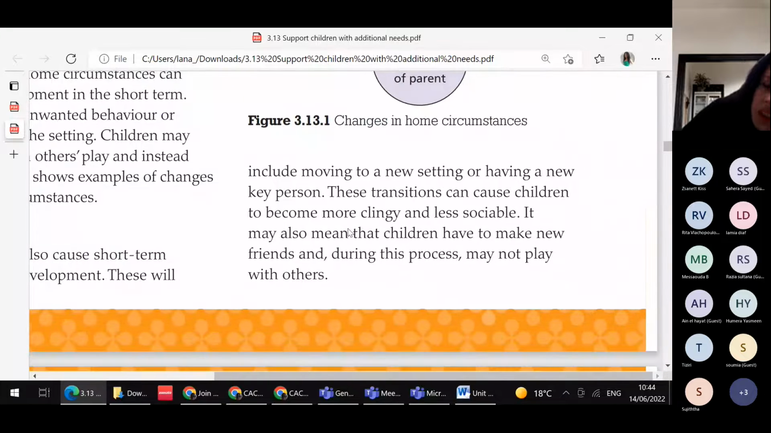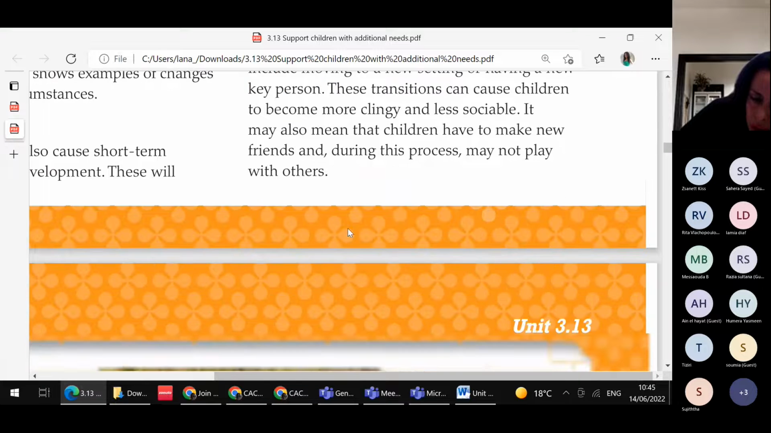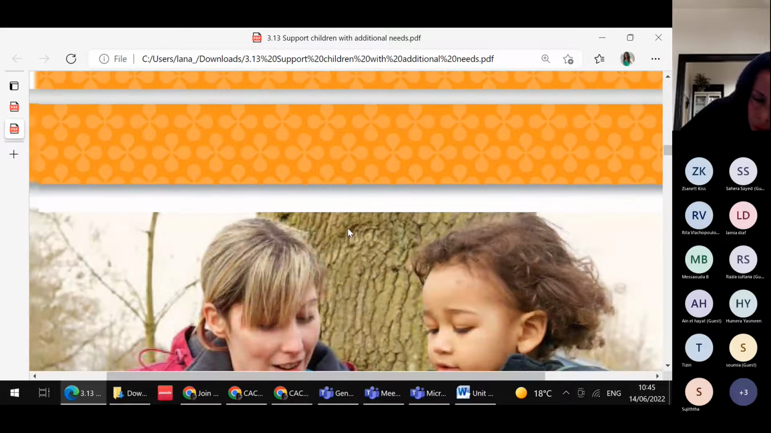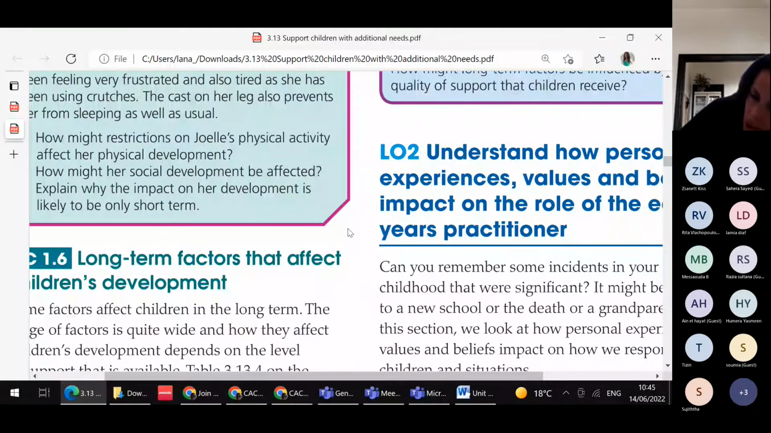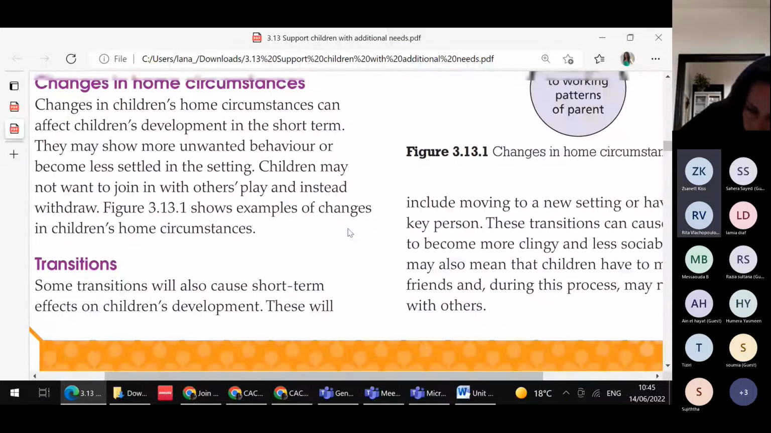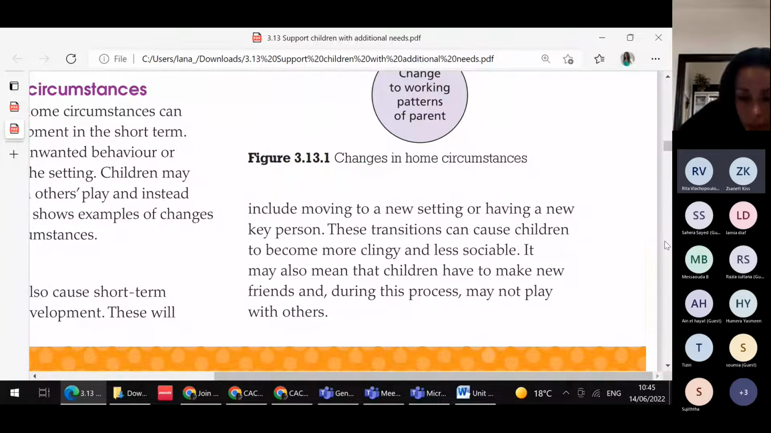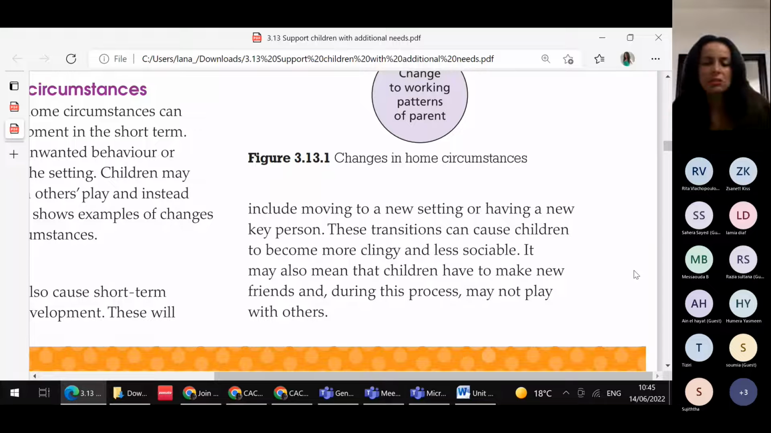But when we studied transitions, what are they? What type of transitions? We studied so many transitions before in different units. Can you remember what these transitions could be? It should be moving hometown. Yes, very good. So transitions could be the family moved home somewhere else, or they took the child to a new setting. Maybe they found somewhere cheaper, so they moved the child from his nursery to another nursery. That would affect the child's development.